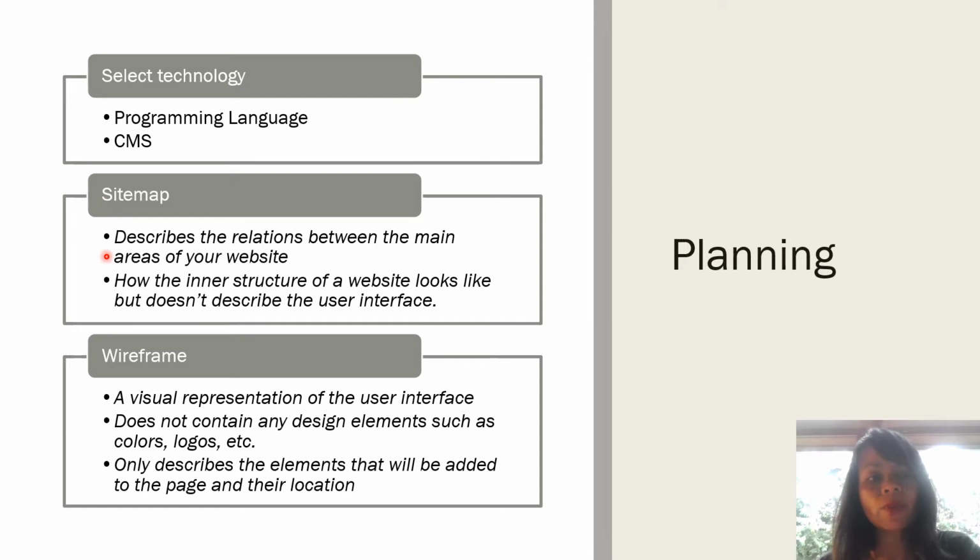Okay, so the sitemap is what describes the relationships between the main areas of your website. It describes the inner structure of what your website looks like, but it doesn't describe the user interface. So it looks at the different pages that your website is going to have. Next, we have a wireframe, which is a visual representation of the user's interface. So it doesn't contain any design elements like colors or logos, but it just describes the elements that are going to be added to the page and their location. And we're going to have more on wireframing.